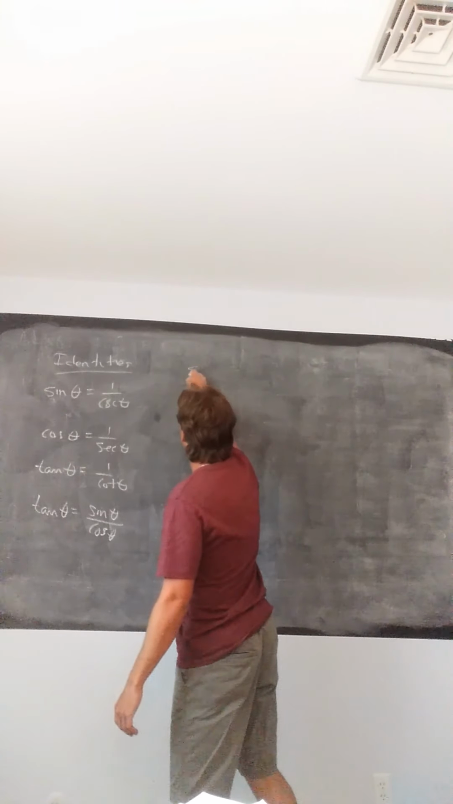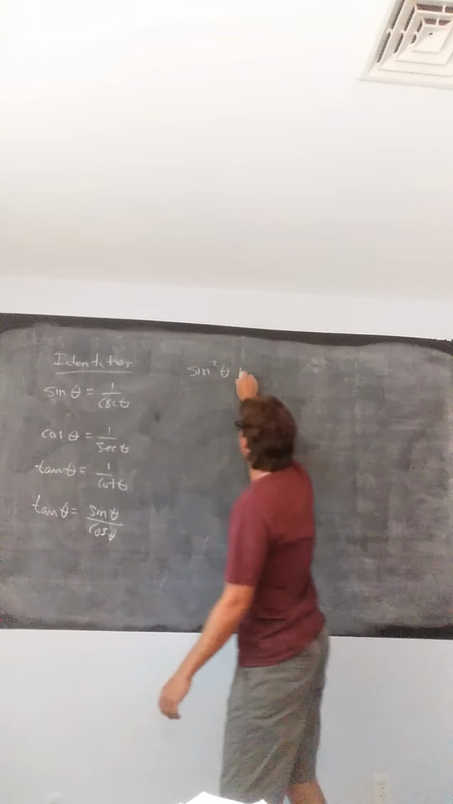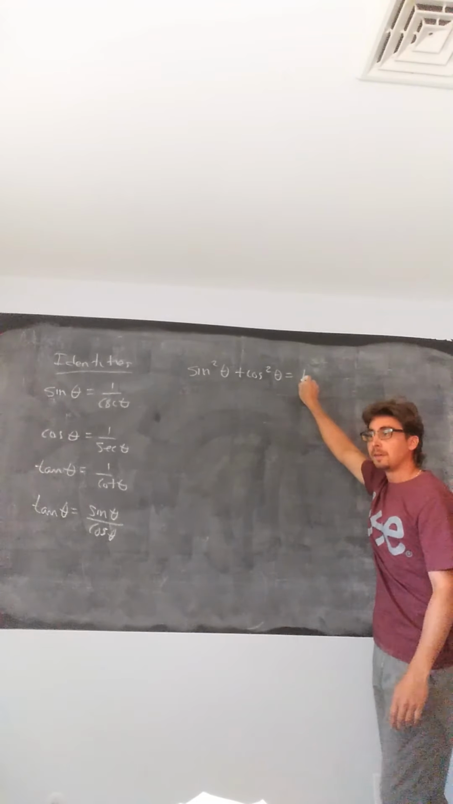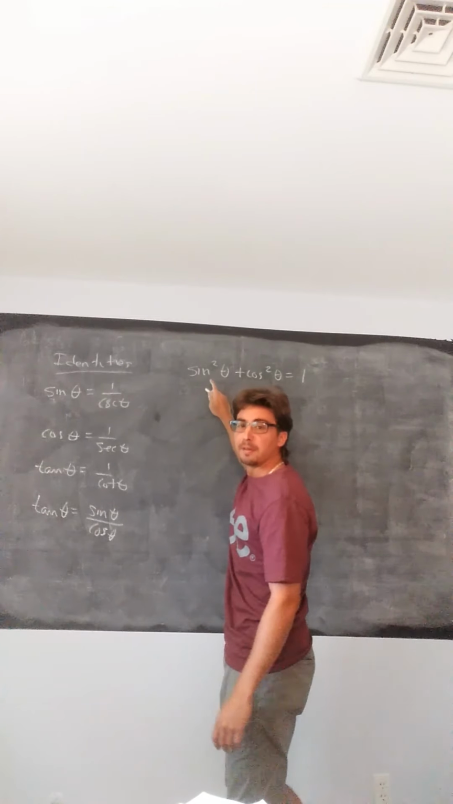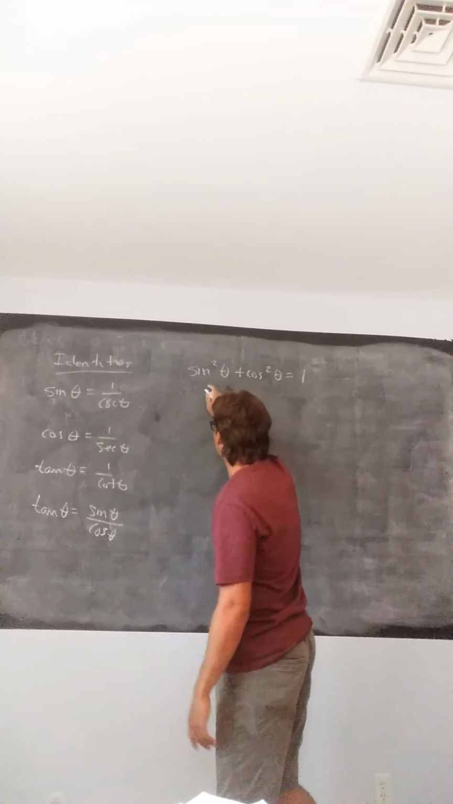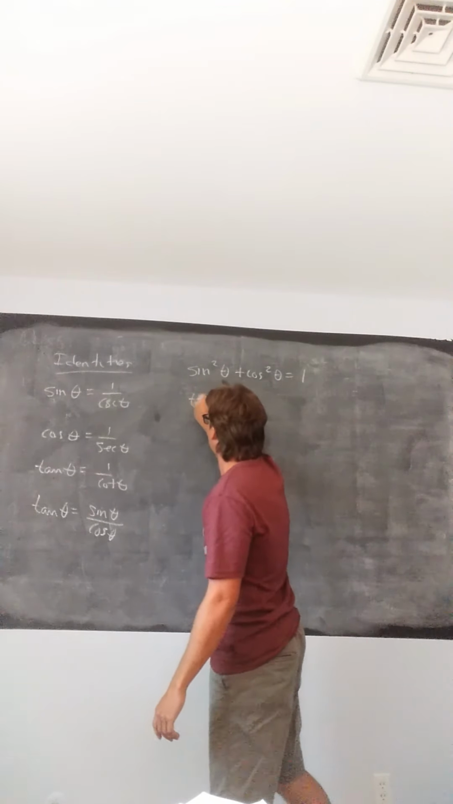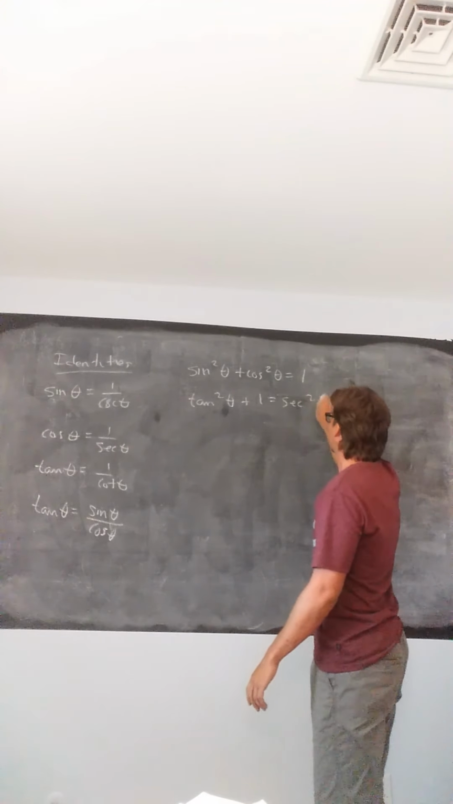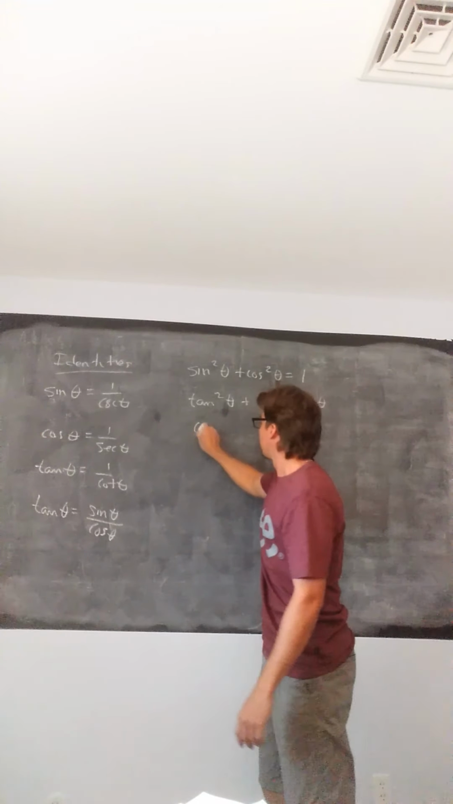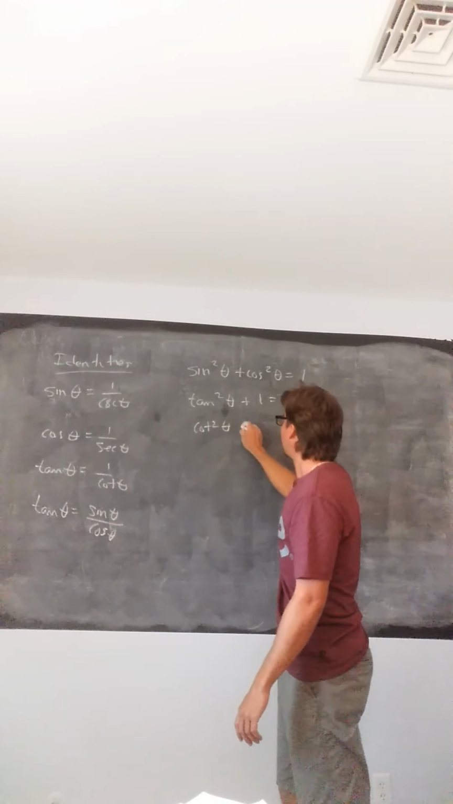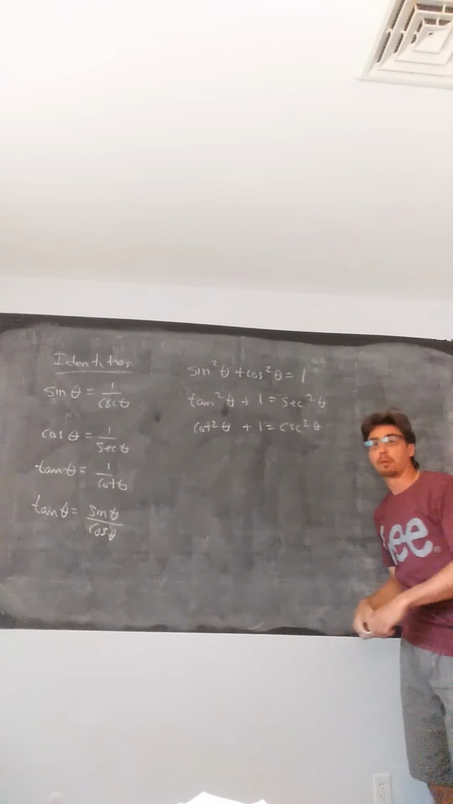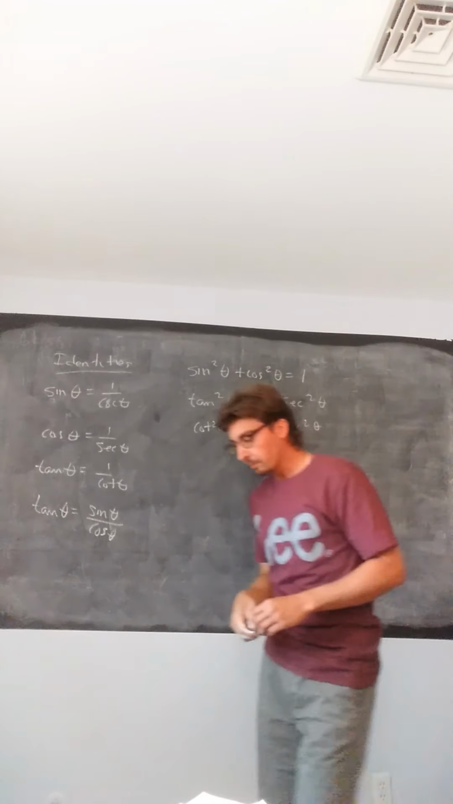We have what we call a Pythagorean identity. Sine squared theta plus cosine squared theta is 1. That is huge. From this, I in the past derived this. I won't derive it again. But we have tangent squared theta plus 1 is secant squared theta. And we've got cotangent squared theta plus 1 is cosecant squared theta. Very important identities as well.